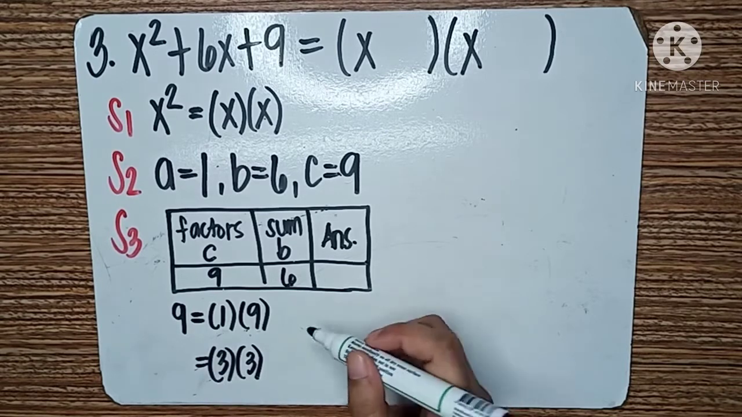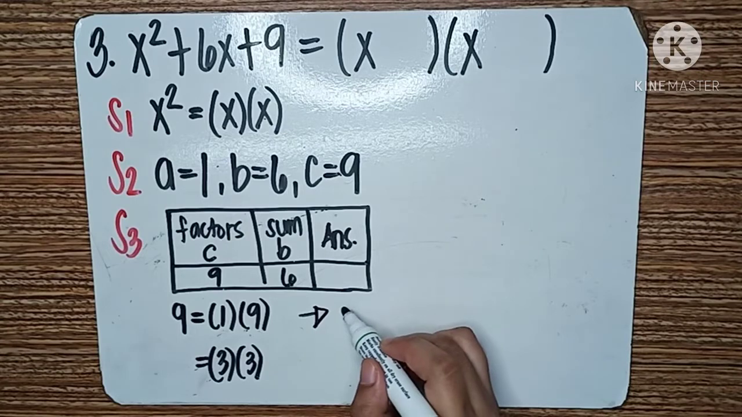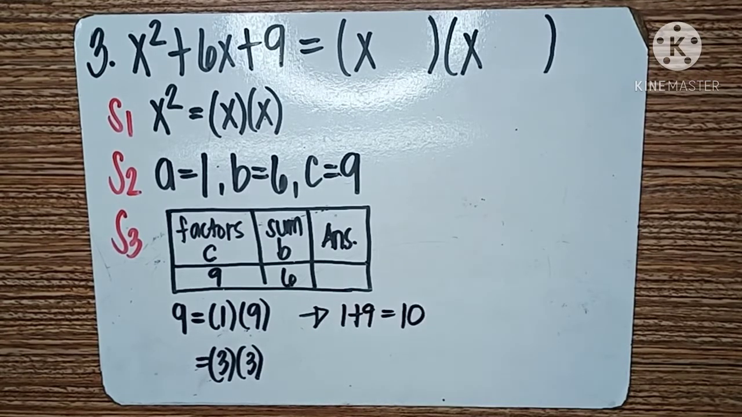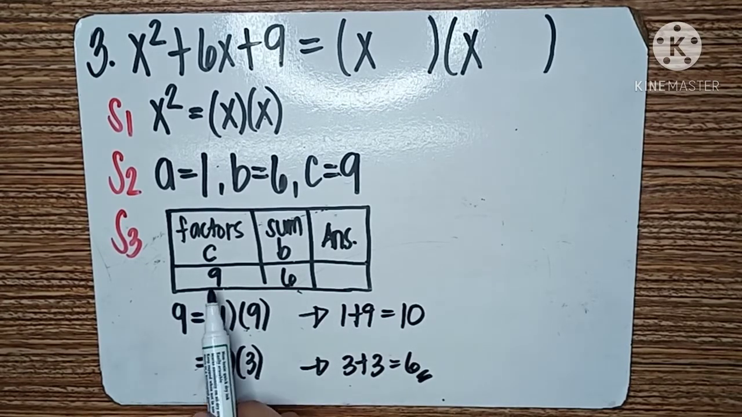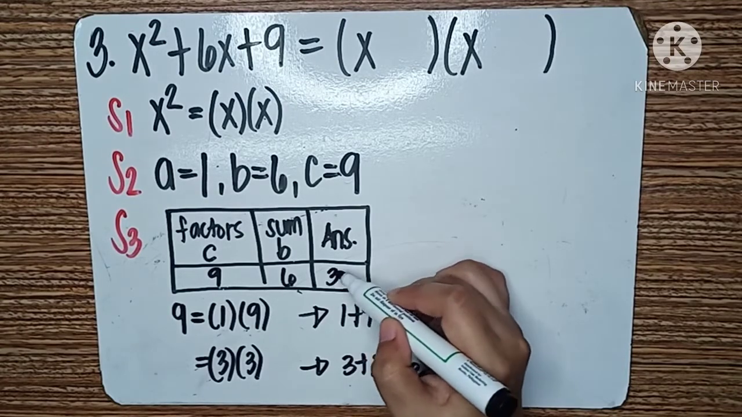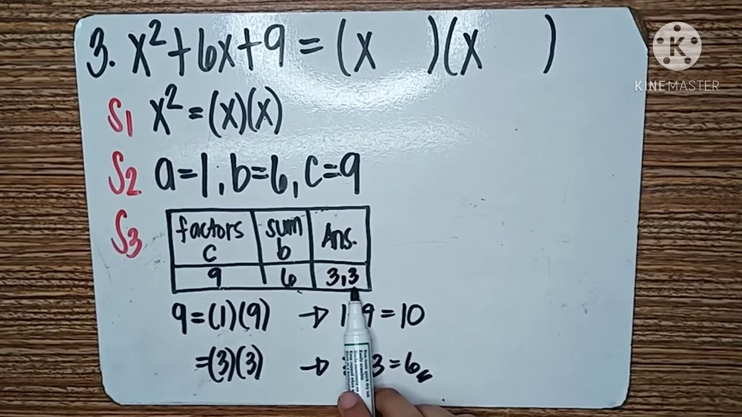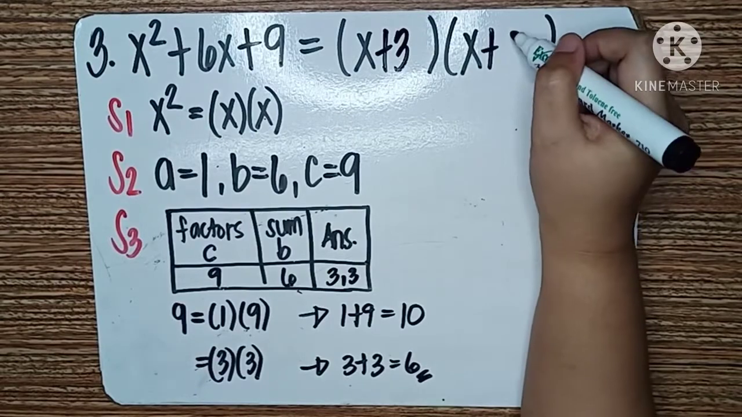Okay? Let's try to add this. 1 plus 9 is 10. And then 3 plus 3 is 6. So, ang 6 ang hinahanap natin. Therefore, the factors of 9, whose sum is 6, is 3 and 3. Okay? Positive 3 and positive 3. So, sulat natin dito, positive 3 and positive 3.